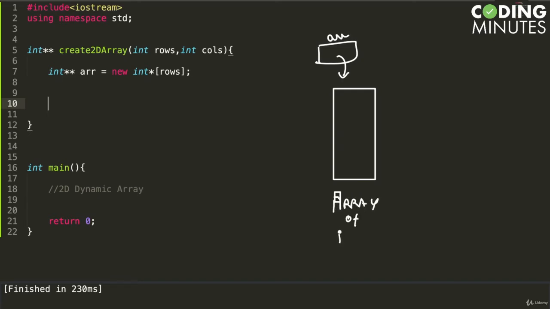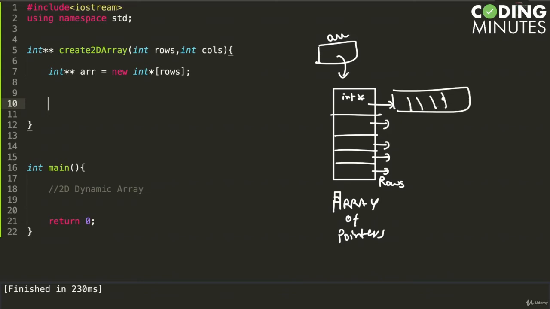Okay, so this is an array of int stars. Each bucket is of the type int star. So we have row number of elements in this. Now we are going to iterate over this array, and we are going to say, okay, you go over each row and allocate a new array like this. So let me show it to you.